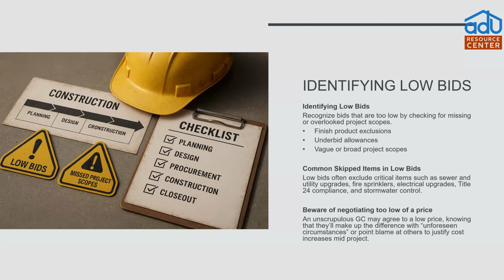For instance, if they want to put in something like, we're going to put in for toilets, you're going to have $100. Well, it's kind of hard to find a toilet for $100. Most of them are in the $200 to $300 range. But if they put in a low allowance, then you're going to end up paying mid-project.